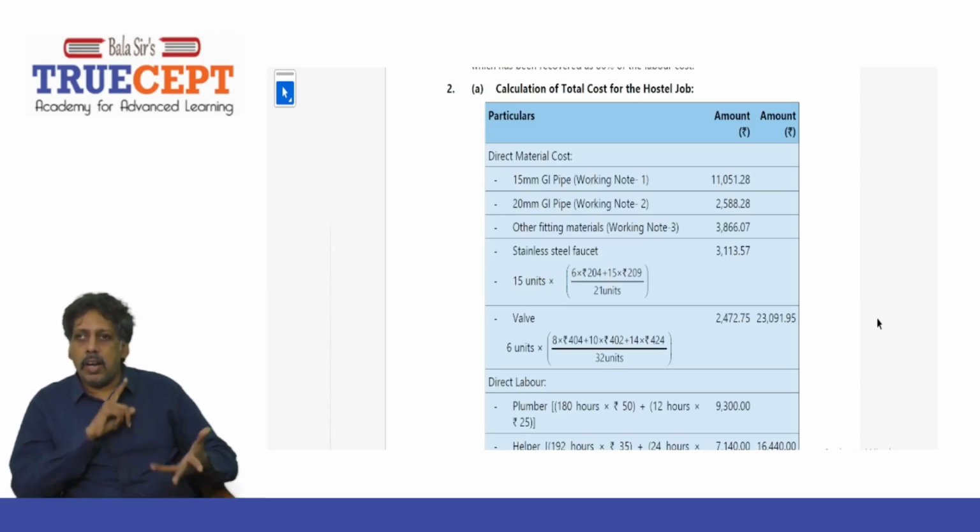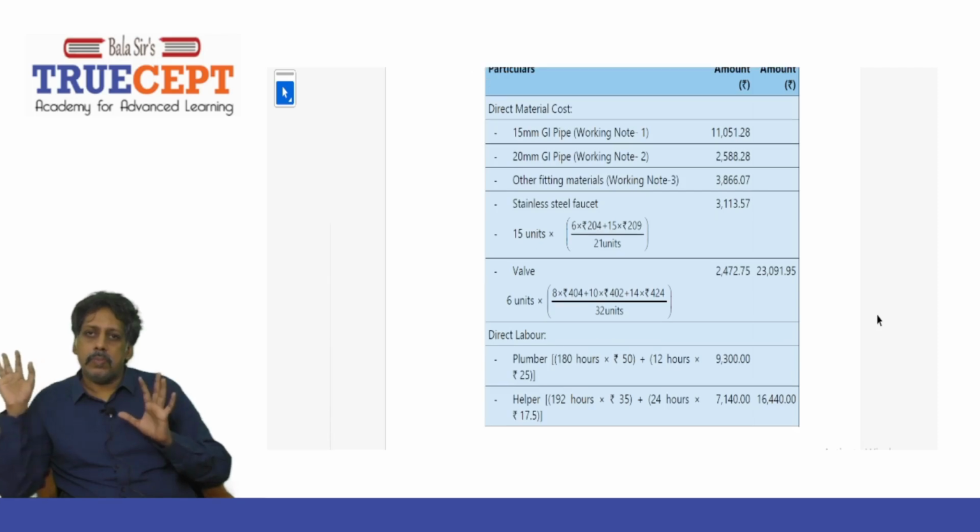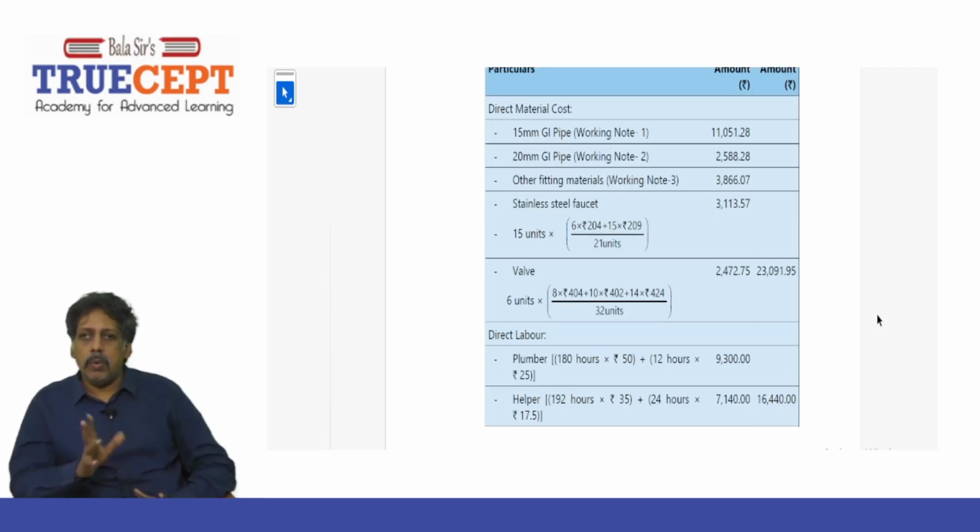Now let us go ahead and take on the cost statement for this hostel job. Now particulars, amount. In the direct material cost column, under that, 15 mm pipe, you can bring it from the working note, 11,051.28. And then for 20 mm pipe, it's 2,588.28. Then other fitting materials, 3,866.07. So not an issue, right?